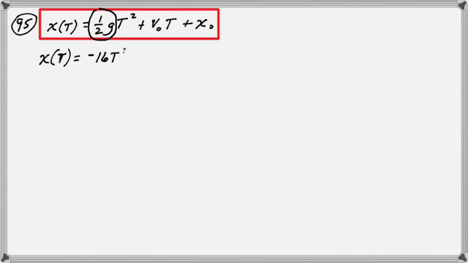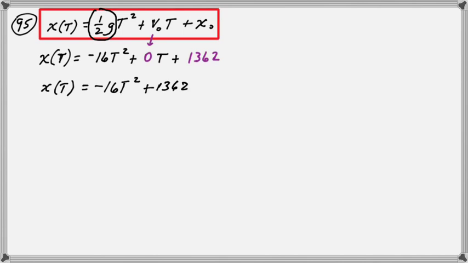Plus v sub o times t. V sub o is the initial velocity. If you throw an object upward, you give it a positive initial velocity. Throw it downwards, it's negative initial velocity. This one says you drop this, so the initial velocity would be 0. Because you're on top of a building that's 1,362 feet tall, that's the initial height. So this gives me the position function, negative 16t squared plus 1362.